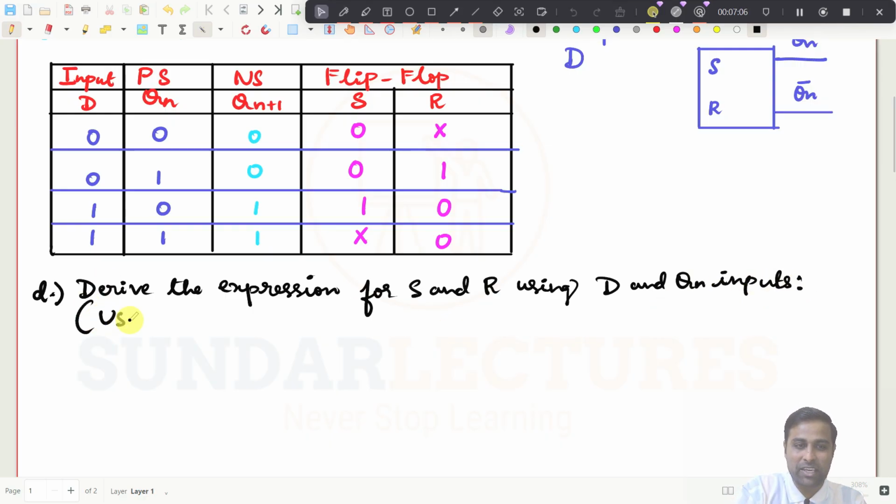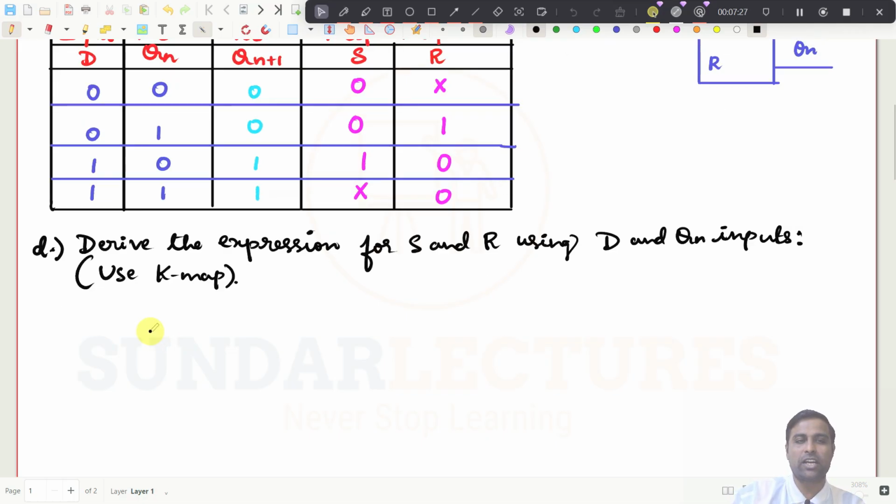I am giving a hint here: use K-map. What exactly does this mean? Since we have S and R inputs here, we need to derive the expression so that we can draw the logic diagram. For that, we need to use the Karnaugh map. How will you use the Karnaugh map? That is the next question. So D and Qn, I have told you here. This is the input, and this is the output.